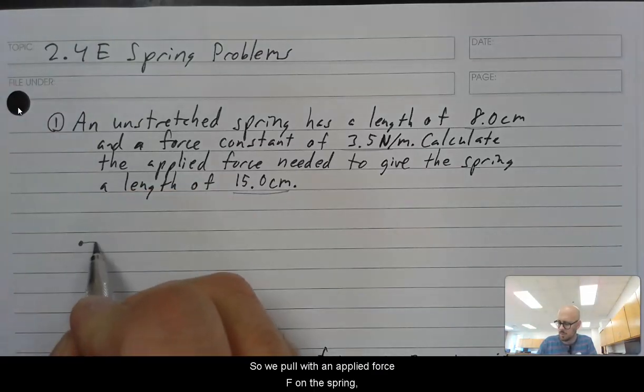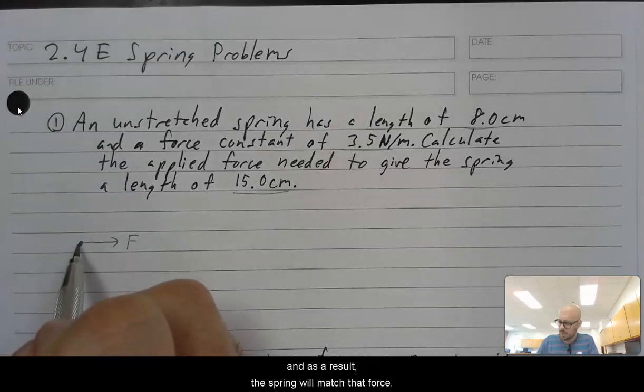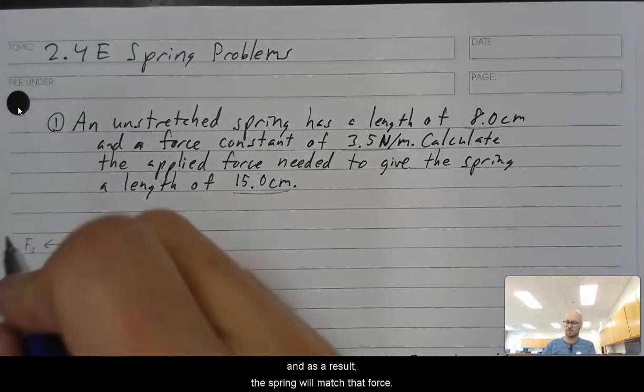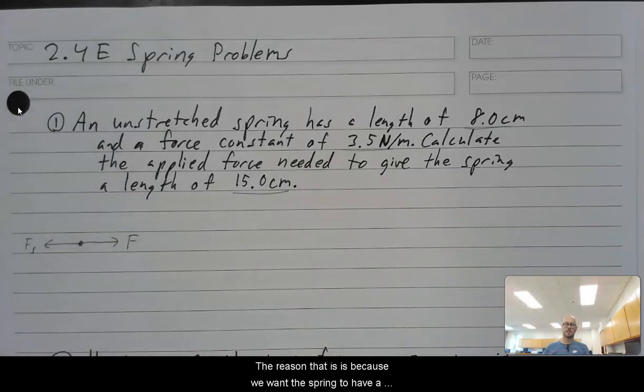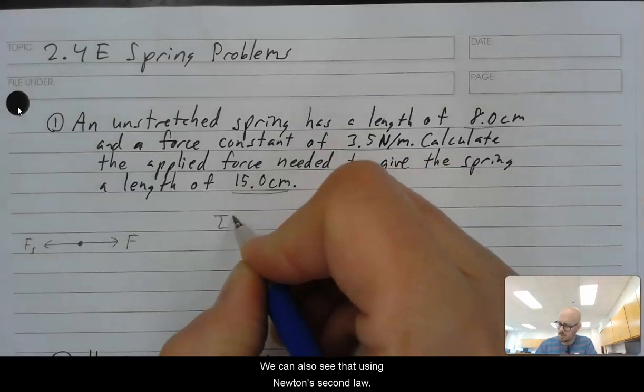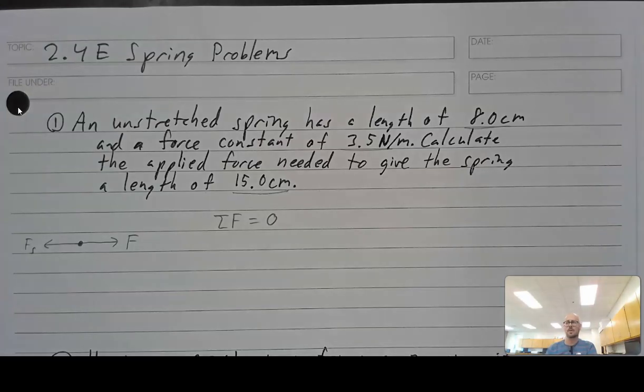So we pull with an applied force F on the spring, and as a result, the spring will match that force. The reason is because we want the spring to have a specific length, and that means we have to pull on it with a specific force. We can also see that using Newton's second law. So we're going to set up an acceleration of 0.